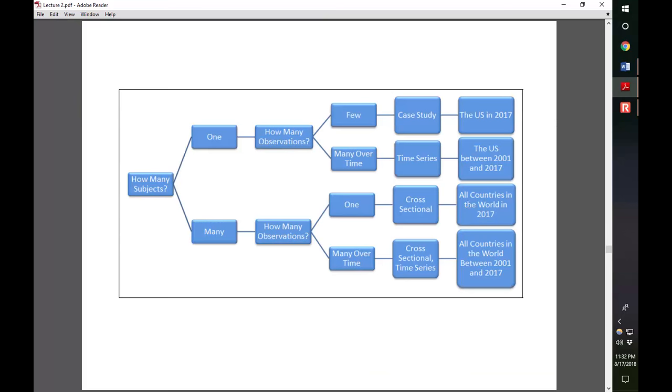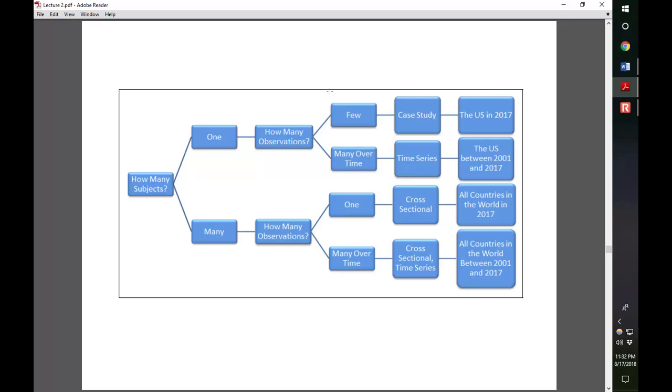This chart here can help you determine what kind of variable you have. If your variable only applies to one subject and you only have a few observations for that subject, then you have a case study. An example of this would be studying democracy in the United States in 2017. There would only be one subject, the U.S., with a couple of observations in 2017.